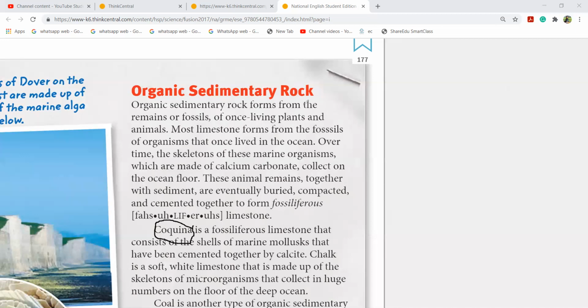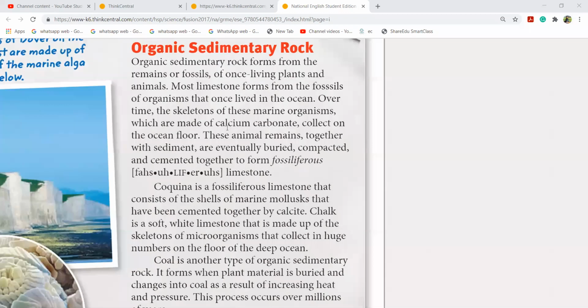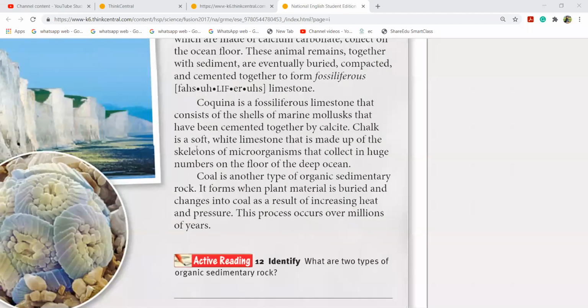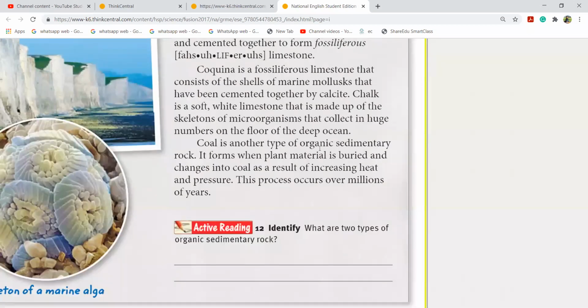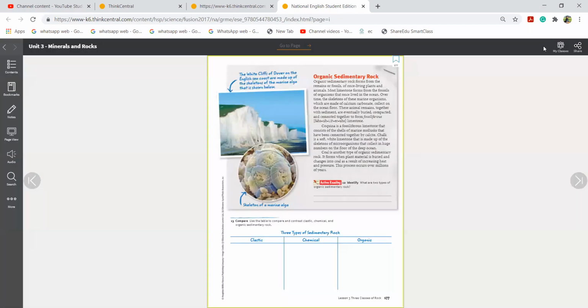Coquina is a limestone which has fossils inside that contains the shells of marine mollusks that have been cemented together by calcite. Chalk, what you write on the board, is a white limestone that is made up of skeletons of microorganisms that are found in the deep ocean. Coal is another type of organic rock, but it is from dead plants. Later on, with the increase in pressure, it is obtained.